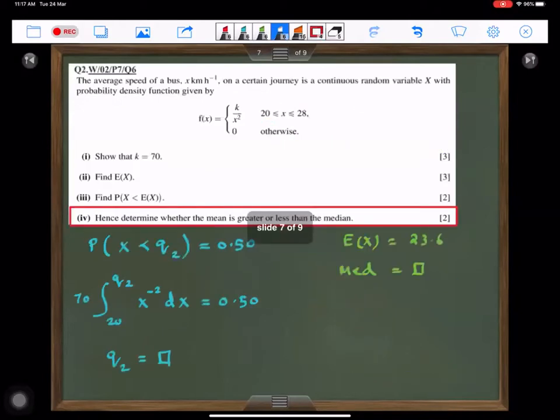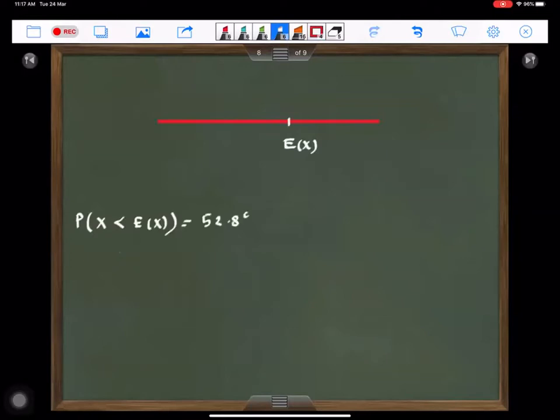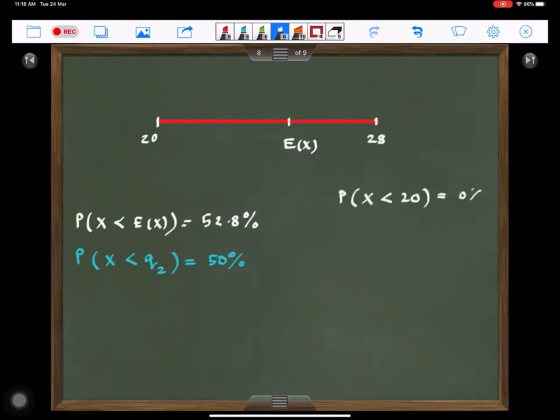52.8%. So that is 52.8%. And we know for sure that probability X lesser than median, Q2 is the median, is 50%. So on this number line, if I take this value, this is 20. If I take this value, this is 28. What is the probability X is less than 20? There is nothing below 20. That is 0%. What is the probability X is lesser than 28? Of course, we would stop at 20. So that is 100%. Agreed?